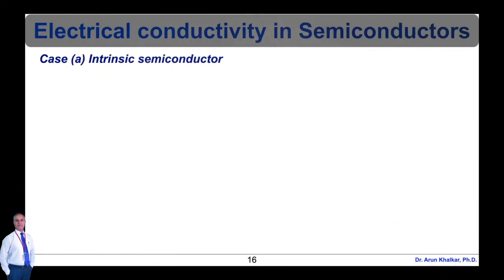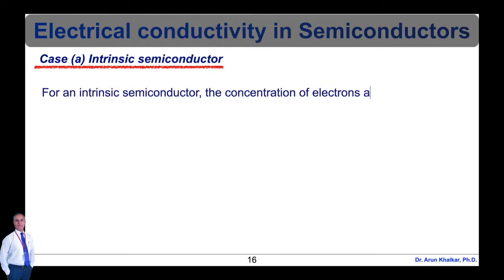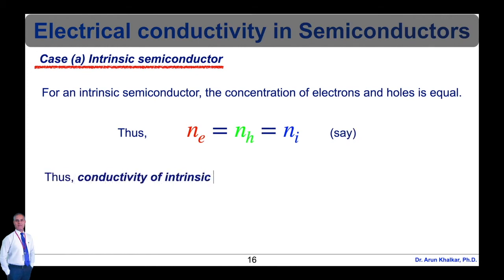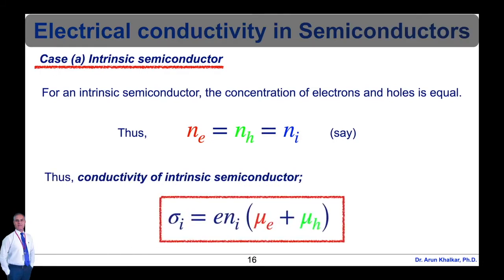Now let's see case A, intrinsic semiconductor. For an intrinsic semiconductor, the concentration of electrons and holes is equal. Thus, Ne is equal to NH is equal to Ni. Ni stands for the concentration in an intrinsic semiconductor. Thus, the conductivity of an intrinsic semiconductor we can write as sigma i is equal to e Ni (mu e plus mu h). Let's say this is equation number 11.